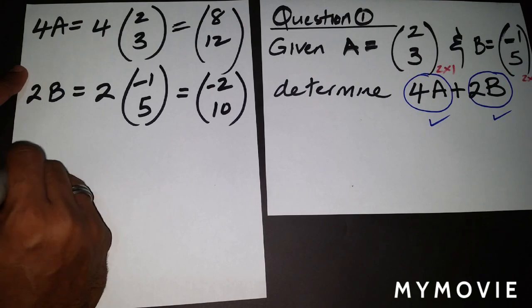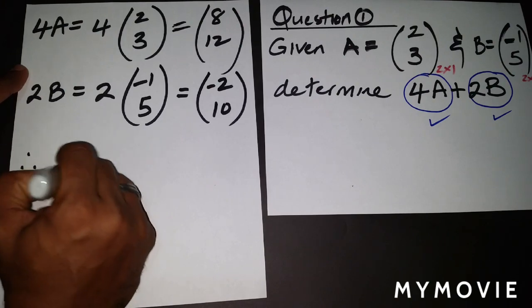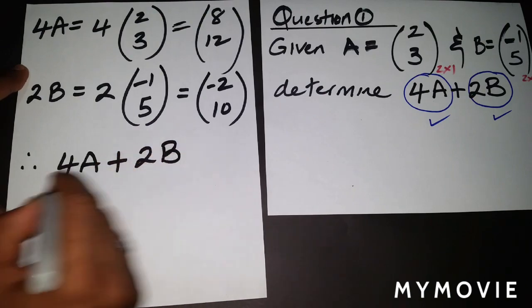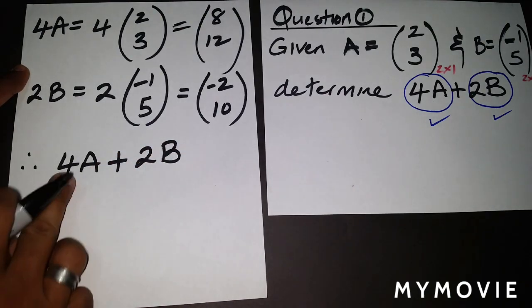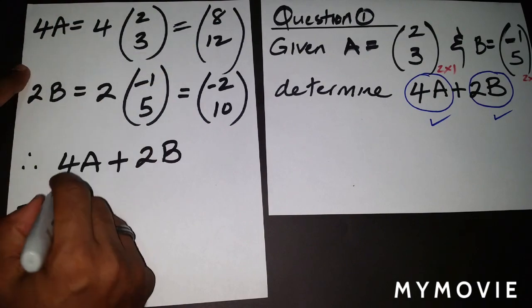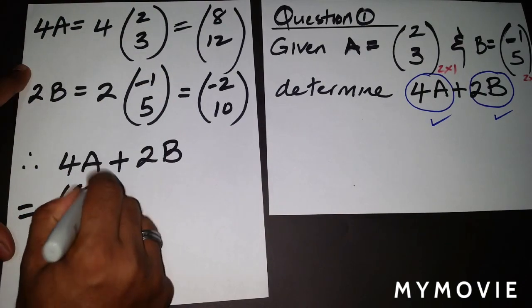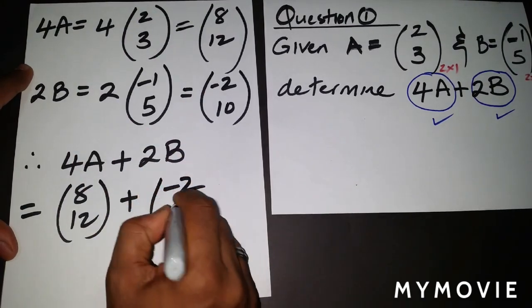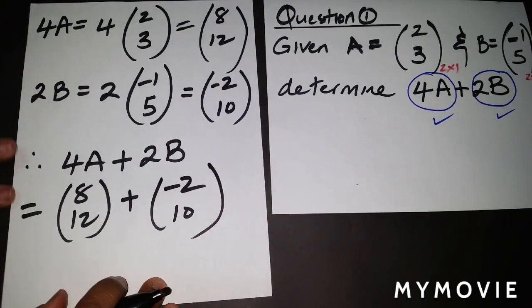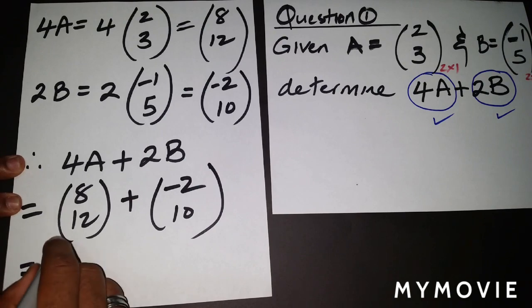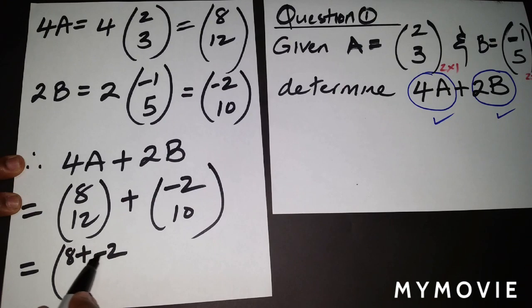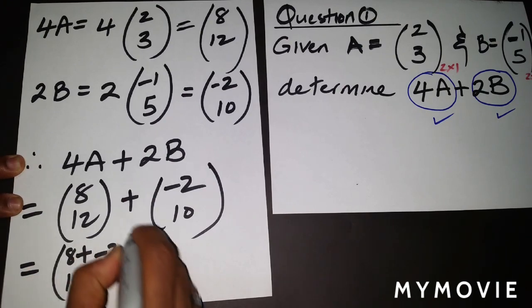So, therefore, 4A added to 2B would simply be equal to whatever 4A is. In this case, it's 8, 12. Just like that. And we're adding to that 2B, which is minus 2 and 10. So what would happen here is that 8 is being added to minus 2. Of course, the minus is going to take precedence there. And 12 is being added to 10.